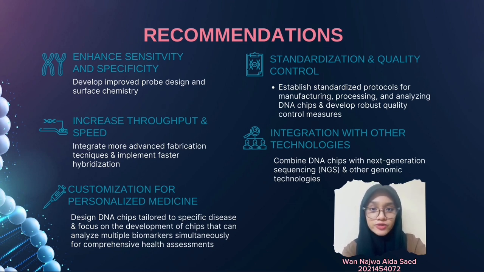First, enhance sensitivity and specificity. Develop improved probe design and surface chemistry to enhance hybridization efficiency and reduce cross-hybridization, thus increasing the accuracy of detection. Next, integrate more advanced fabrication techniques to produce higher density arrays, allowing for the analysis of more genes or genetic variants simultaneously, and implement faster hybridization and detection methods to reduce processing time.